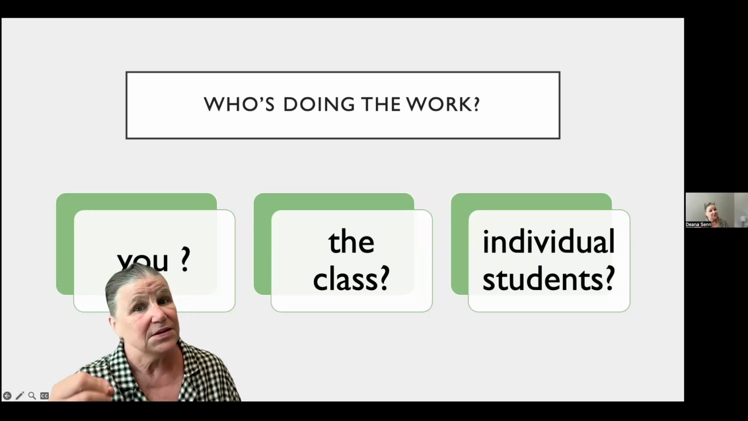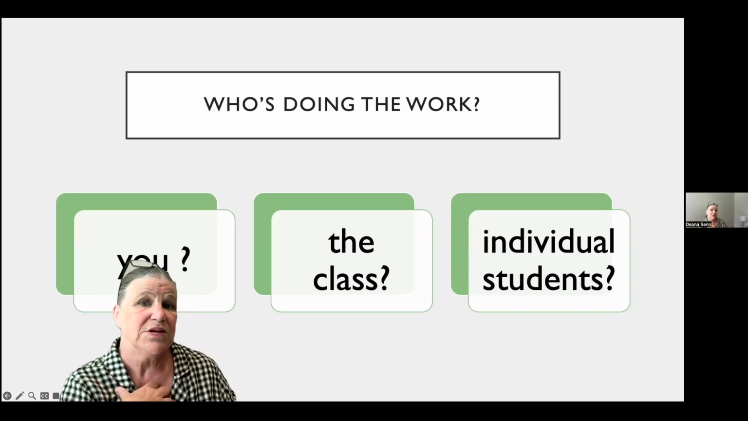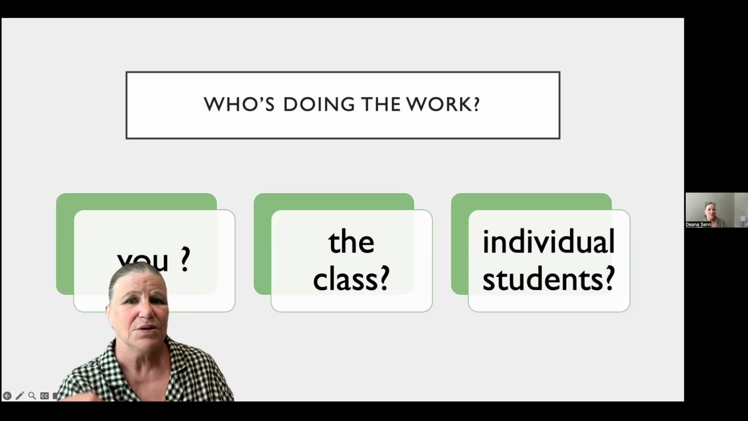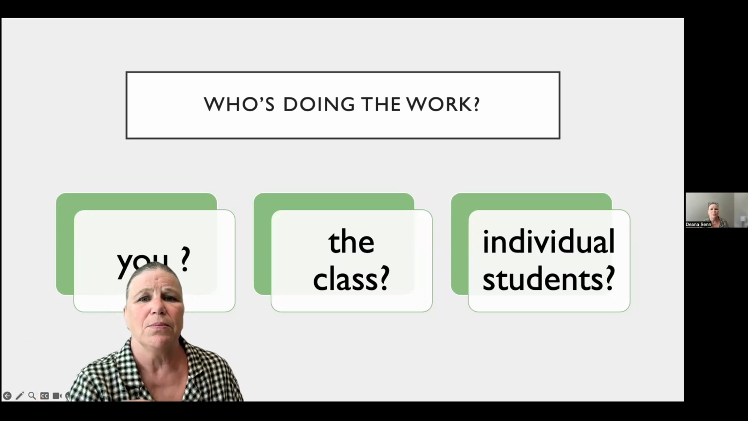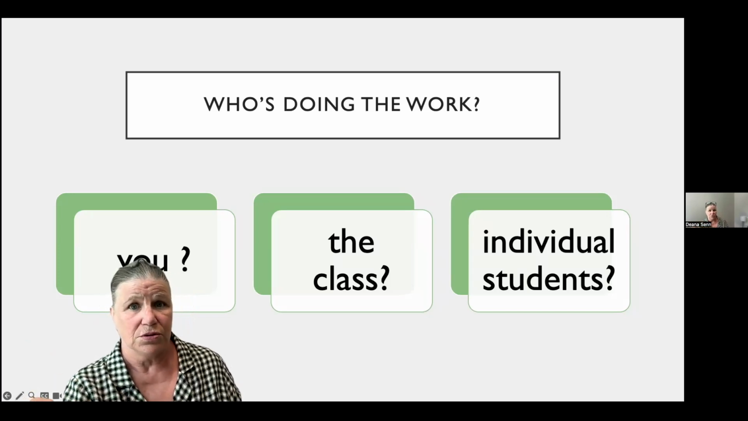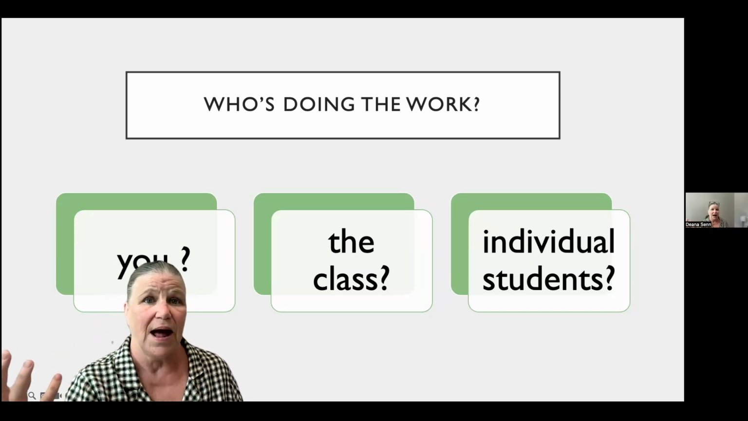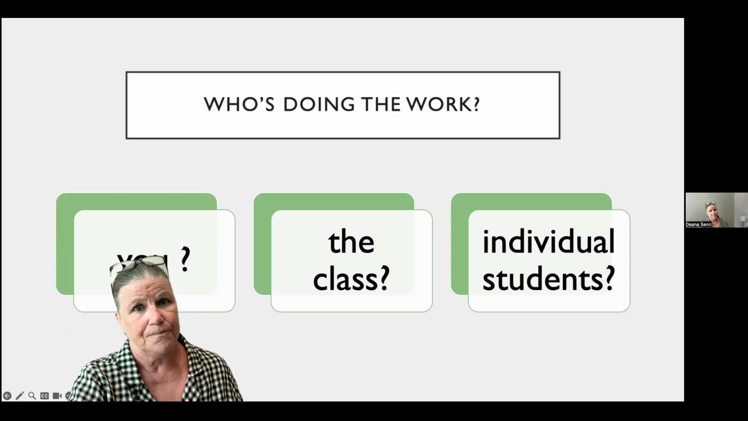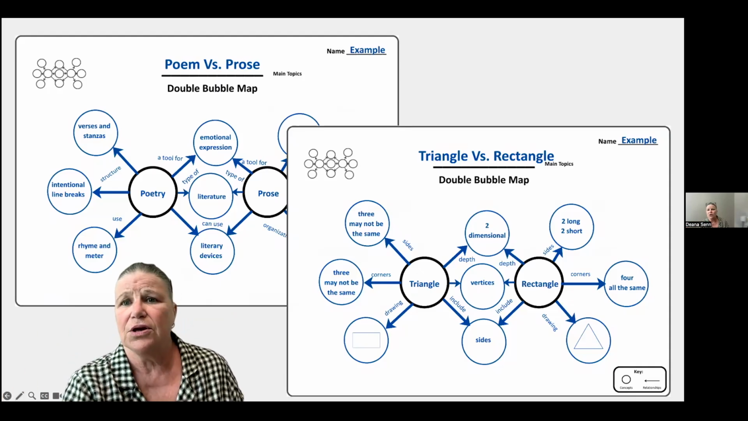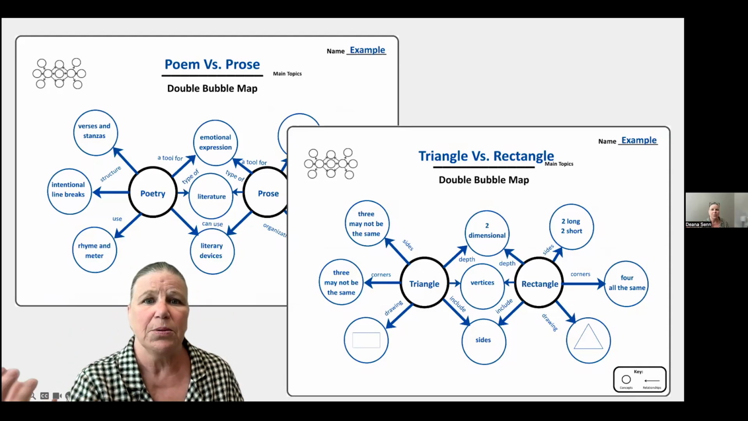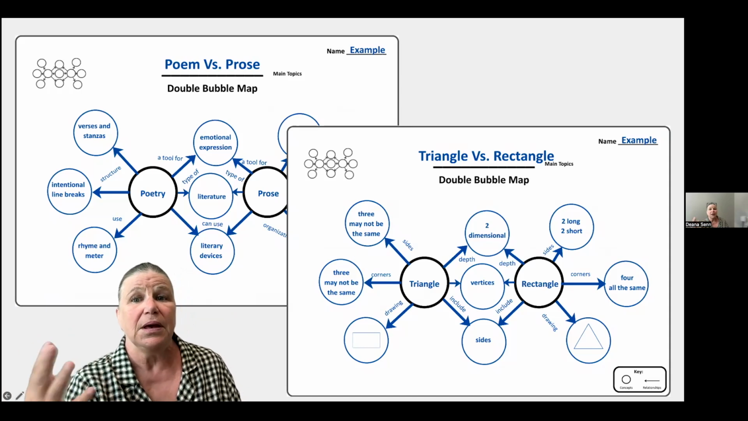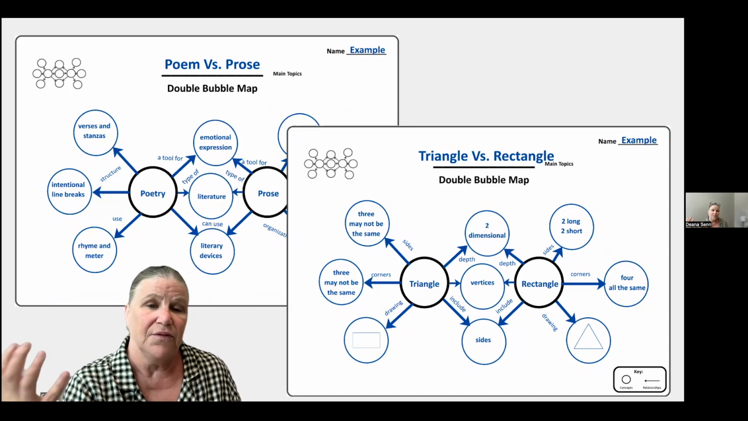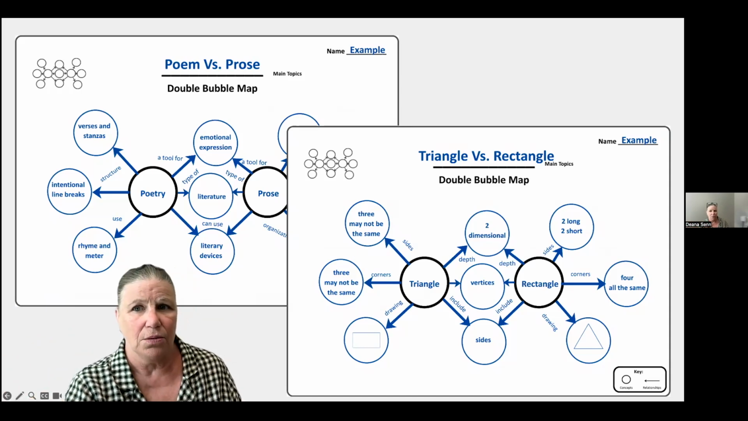Often I see that it is the class or the teacher themselves. It doesn't seem to be that double bubble maps are used often for individual students. So let's talk about how to change that and how to get the individual students to be doing the majority of the work and the majority of the thinking. So if you see here, here's two examples of double bubble maps that would really be insightful if we could get kids to make this on their own.